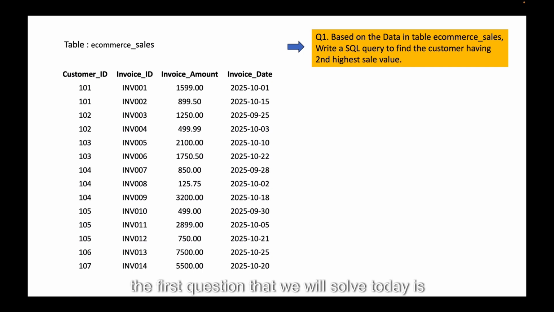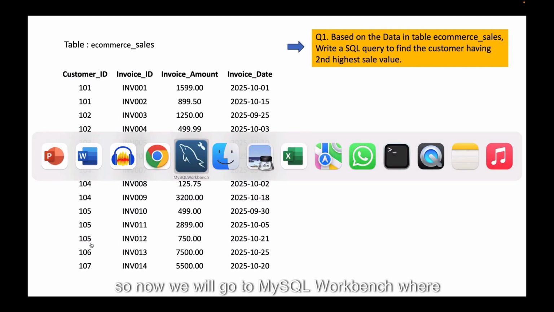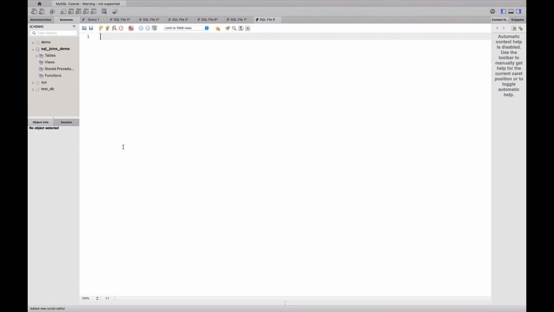So the first question that we'll solve today is: based on the data in the table e-commerce sales, write an SQL query to find the customer having the second highest sale value. Out of the customers in this table, if you can see, there are 7 customers, 101, 102. Which customer has the second highest sale value? We'll be solving it. If any of you want to try, you can pause the video, solve it, and then check. Now we'll go to MySQL Workbench where we'll be solving the problem.